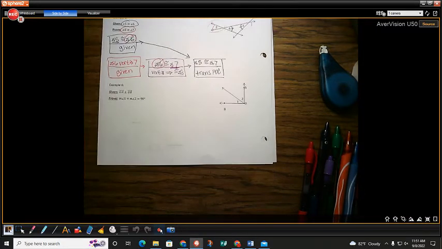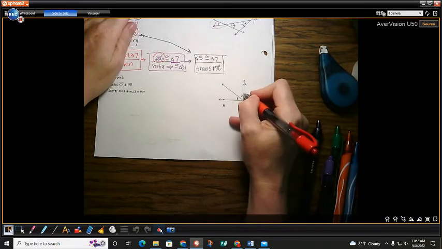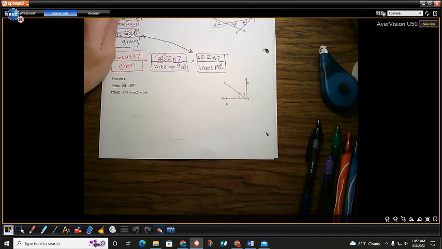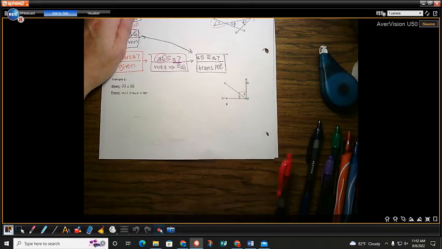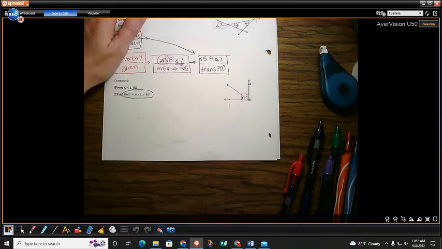Try the next guy. Well, start me off. Tell me what to do. What does the given even say? Ray OA perpendicular to ray OB. So they're perpendicular. So perpendicular, you can put that little perpendicular sign in there. And what am I going to try and prove? That the two angles add up to 90.